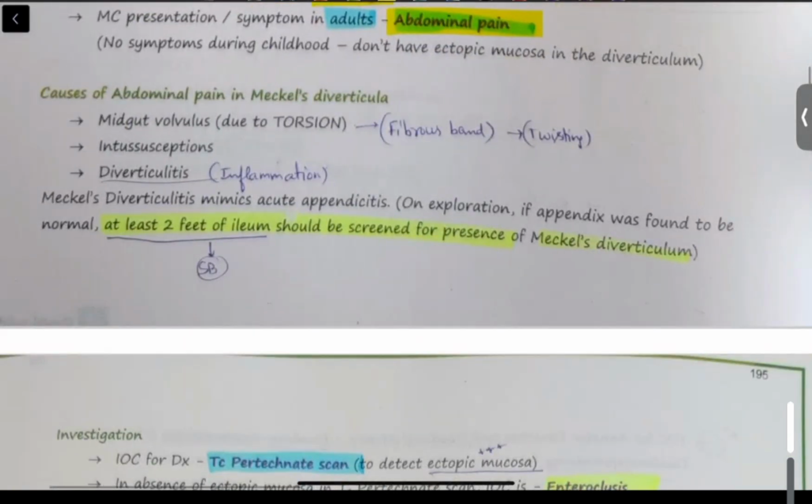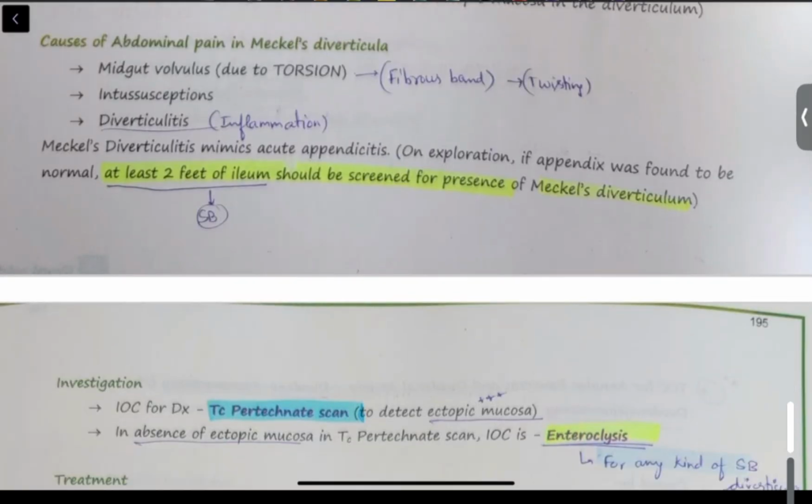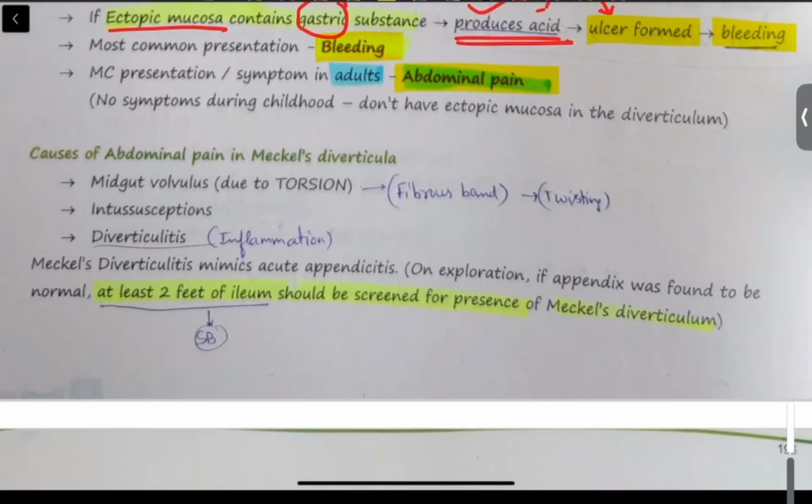Okay, so now why will this abdominal pain occur in adults all of a sudden? From childhood there is no abdominal pain, but in adults why does this abdominal pain happen? That might happen because of some sudden events, like there can be a midgut volvulus. Just like I said, this is a diverticulum from the midgut. So it might twist around on its own because of torsion, and that will lead to sudden abdominal pain, that is midgut volvulus.